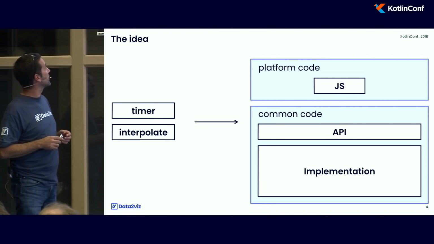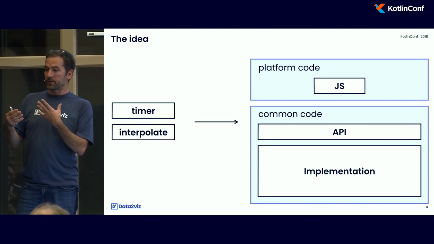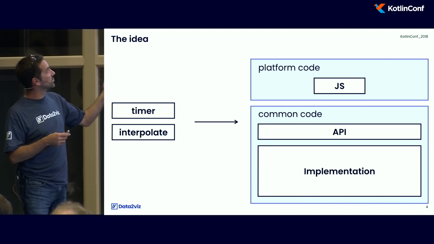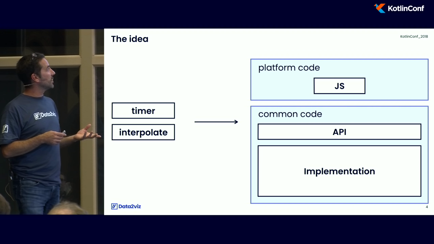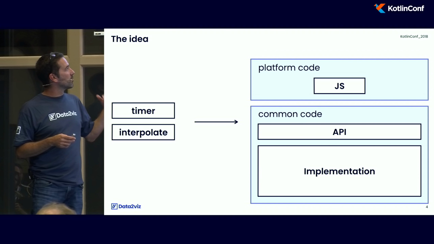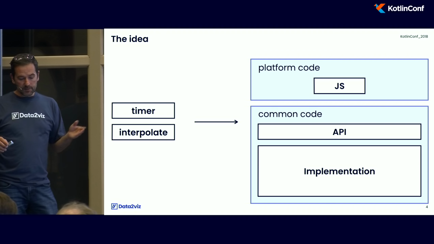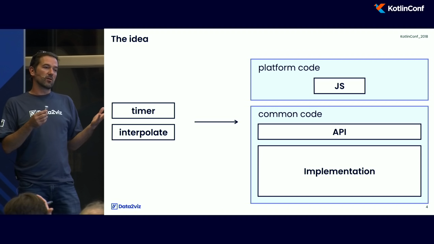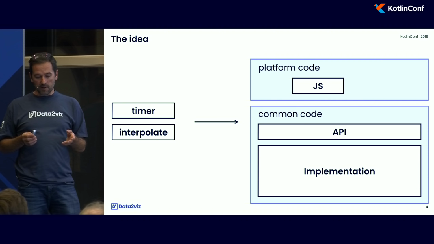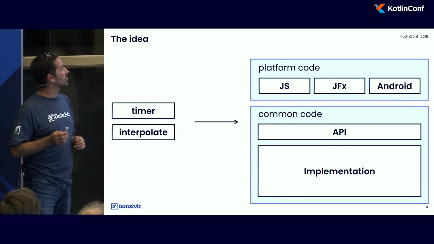But for some other modules, like for example the timer, they needed to be more linked to the platform. So, for example, for the timer, we had to write some JS code, but we tried to put the most code we could into the common part. And most of the API is in the common part. Okay? And because D3.js is written, obviously, in JS, we started with Kotlin.js. And then after, we did the port of JavaFx, and we finished with Android.